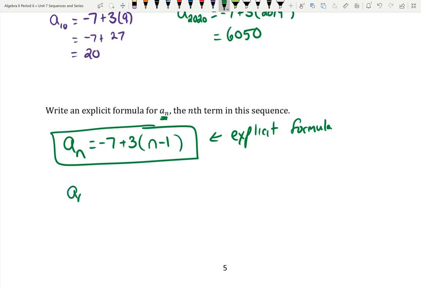In general, what was that -7 representing? That was representing the first term. I kept adding on that 3. That 3 is called the common difference. Remember, the number we keep adding is called the common difference. And then there's the n minus 1.